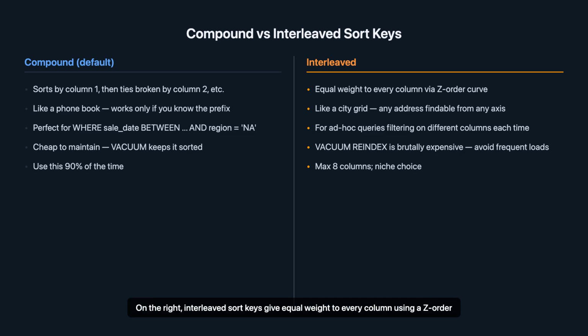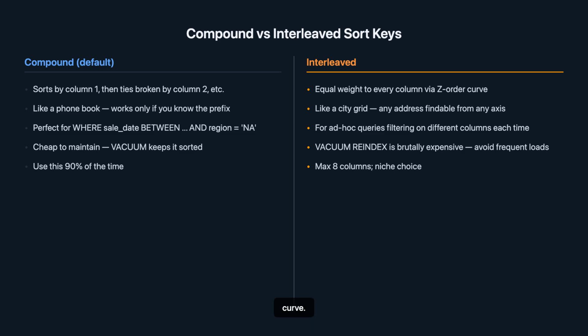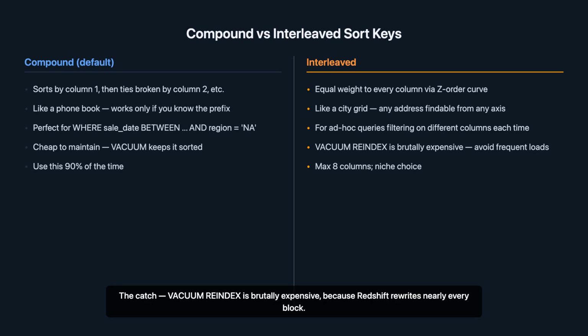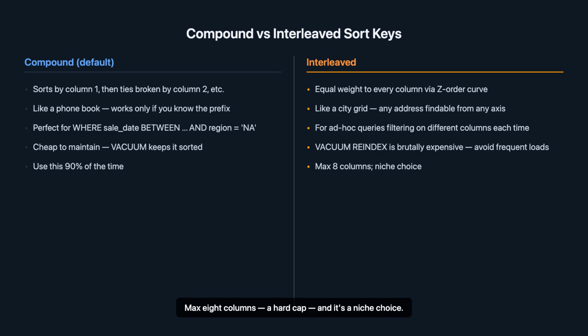On the right, interleaved sort keys give equal weight to every column using a z-order curve. The catch: VACUUM REINDEX is brutally expensive because Redshift rewrites nearly every block. Max 8 columns, a hard cap, and it's a niche choice. Only worth it for tables that load infrequently but get queried on totally different column combinations each time.